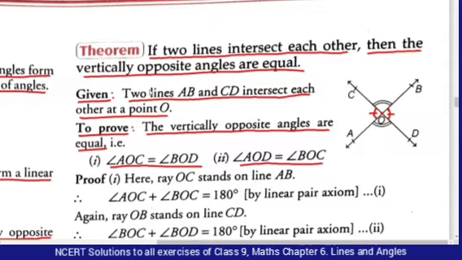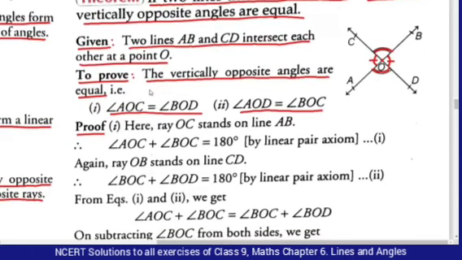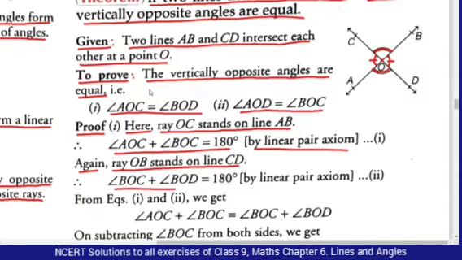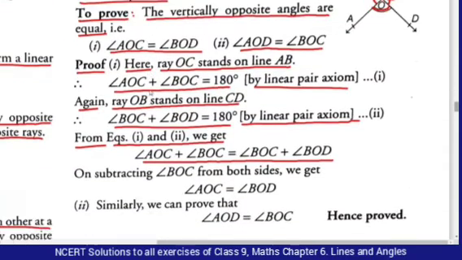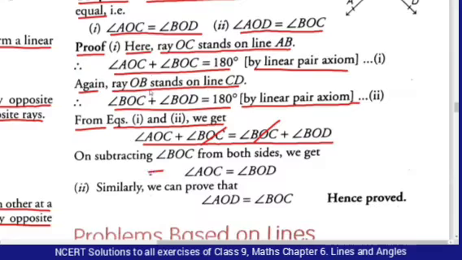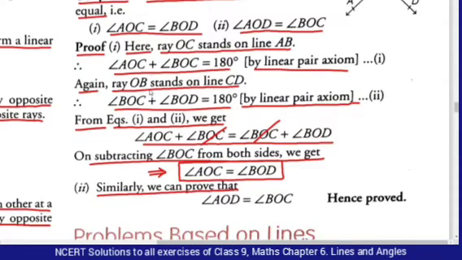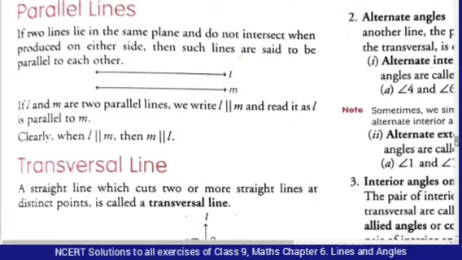Proof. Here, ray OC stands on a line AB. Therefore, angle AOC plus angle BOC is equal to 180 degrees by linear pair axiom. Again, ray OB stands on a line CD. Therefore, angle BOC plus angle BOD is equal to 180 degrees. And from these two equations, we can say that angle AOC plus angle BOC is equal to angle BOC plus angle BOD. So, angle BOC gets cancelled. Then, angle AOC is equal to angle BOD. Similarly, we can prove that angle AOD is equal to angle BOC. So, this is about the vertically opposite angles.